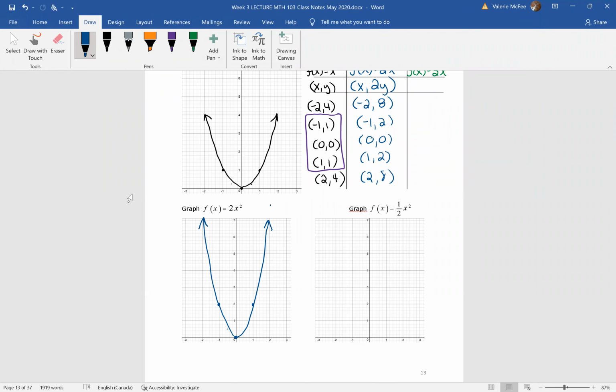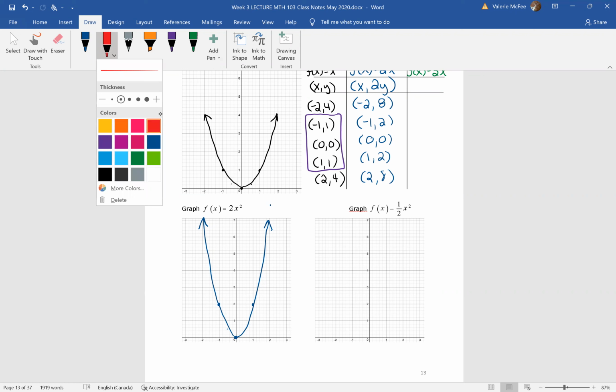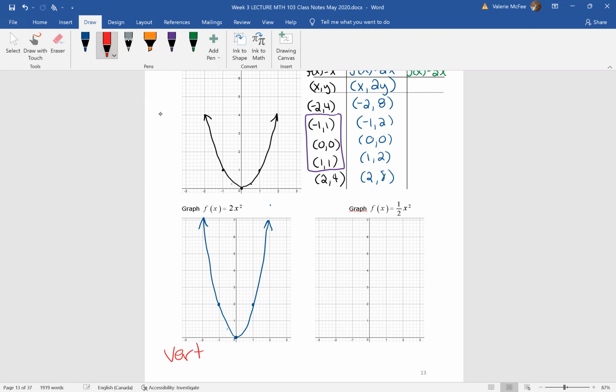I hope when you look at the two graphs, when you compare our basic function and then f of x equals 2x squared, you can see that this graph has been stretched. It looks taller, it looks thinner. We say that this is a vertical stretch. It's a vertical stretch by a factor of 2.